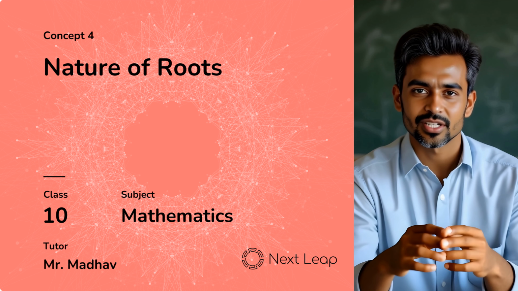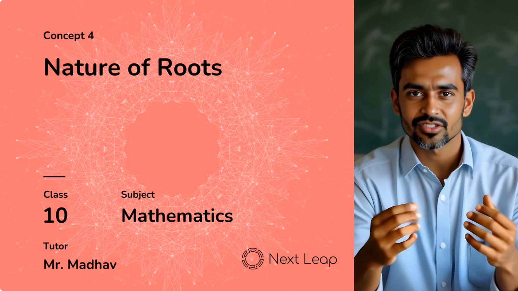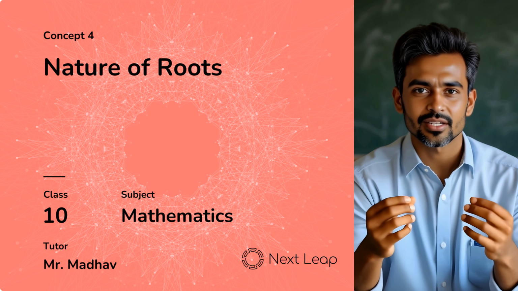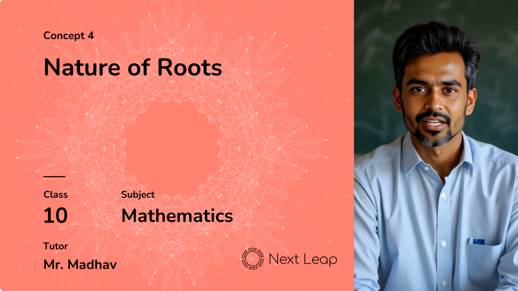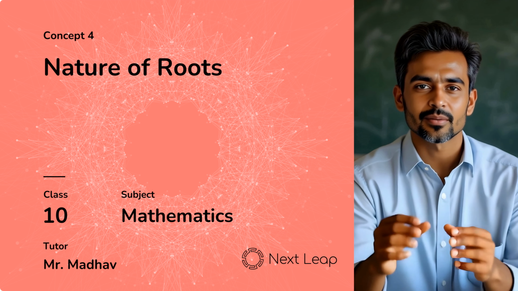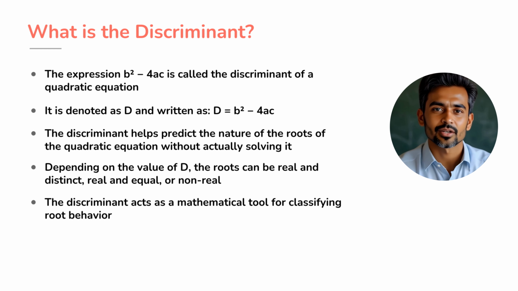But here's the secret ingredient: the expression under the square root, that is b squared minus 4ac, is called the discriminant. And it holds the key to the nature of the roots. Let's dive deeper into this special term. It is denoted by capital D and defined as D equals b squared minus 4ac. This value helps us understand what kind of solutions the quadratic equation will have even before solving it completely.